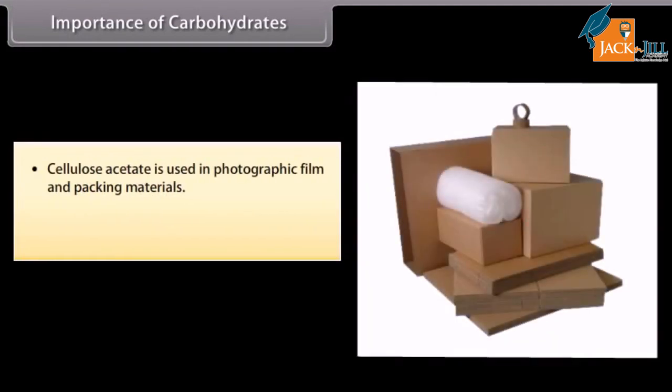Cellulose acetate is used in photographic film and packing materials. Carbohydrates are present as the storage form of food in plants as starch.